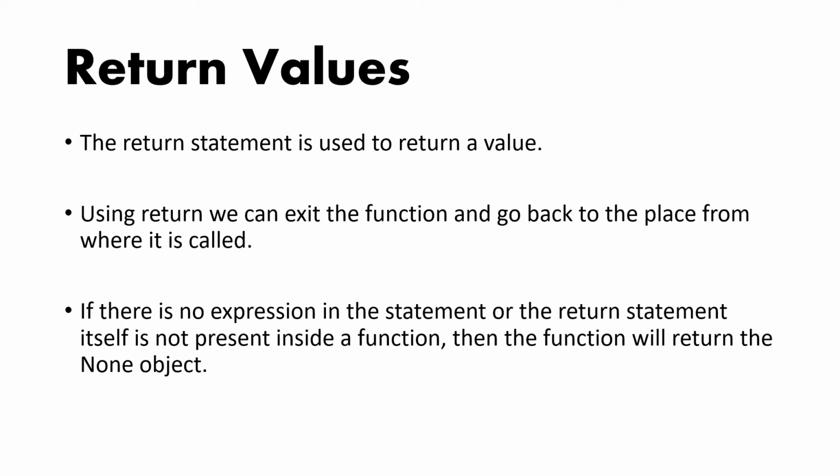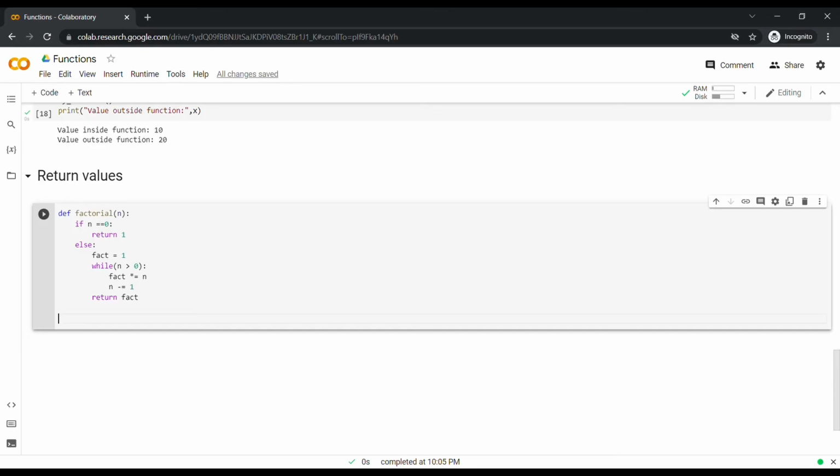Now let's get to know about return values. The return statement is used to return a value. Using return, we can exit the function and go back to the place from where it is called. If there is no expression in the statement or the return statement itself is not present inside a function, then the function will return the none object. Now let's see an example for this with a factorial.